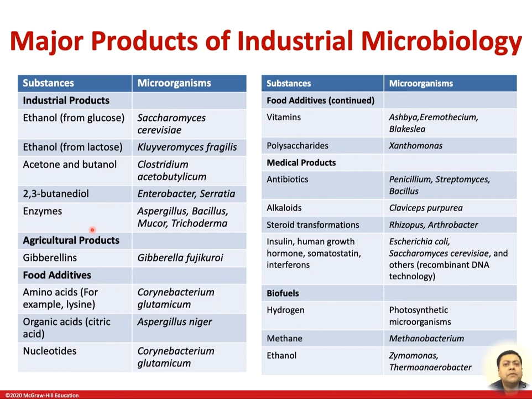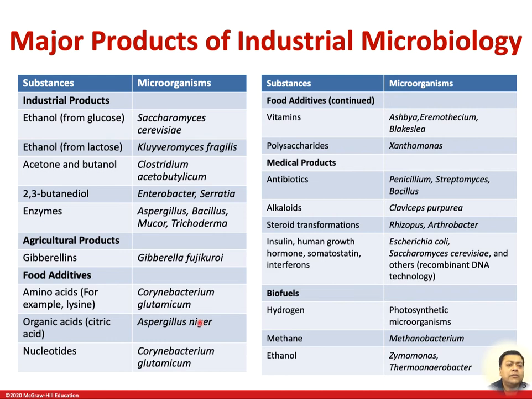Many different types of enzymes that have industrial application, hydrolases, oxidases, hydrogenases, are produced by a variety of microorganisms. On the other hand, you can see the gibberellins, which are plant hormones that can be produced by microorganisms as well. Food additives, there are a lot of them, lysine, glutamate. You can see that Corynebacterium glutamicum is used for glutamate production.